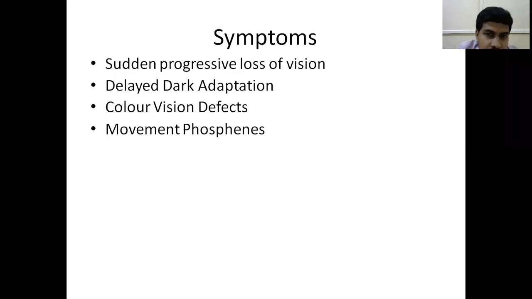A phosphene is nothing but a complex neurological phenomenon where a non-visual stimulus evokes some movement or visual responses. Suppose the patient hears a loud sound or there is some object moving in your visual field, the patient appreciates small dots moving in front of his eye. That is known as a movement phosphene.